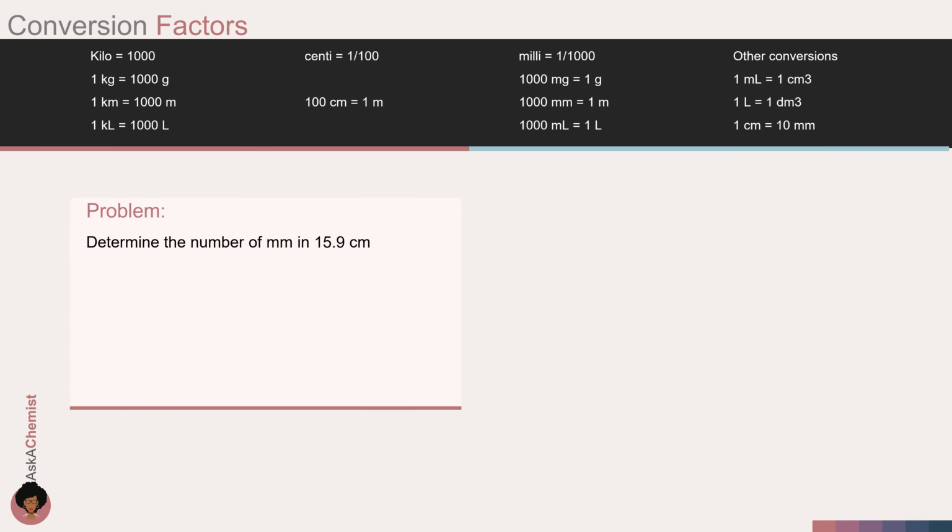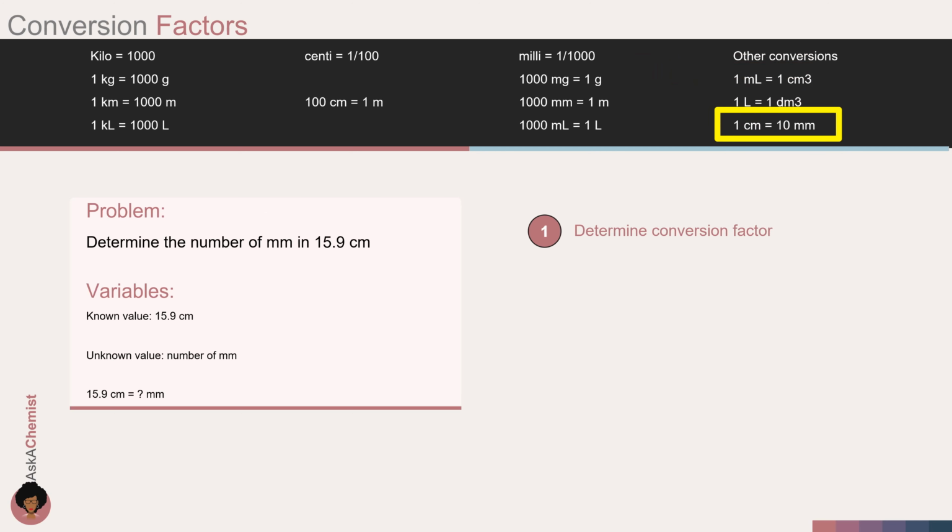Determine the number of millimeters in 15.9 centimeters. So our variables are that we have a value of 15.9 centimeters, but we don't know the number of millimeters. So our conversion factor, looking at the table, will be 10 millimeters to 1 centimeter.